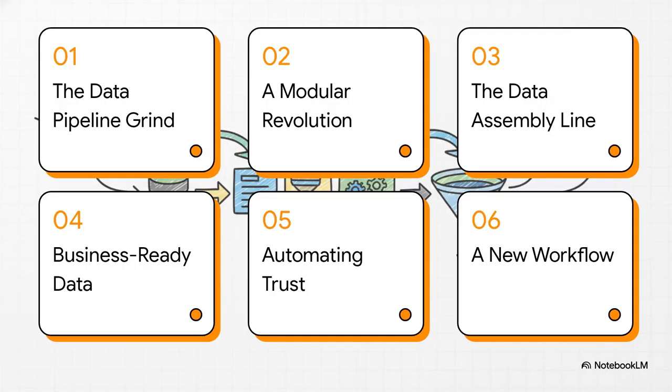So here's our game plan. First, we're going to dive right into the problem, what I'm calling the data pipeline grind. Then we'll talk about a modular revolution, a whole new way to think about our code. From there, we'll actually build a data assembly line step by step. We'll cover how to build business-ready data, how to automate trust with tests, and finally, we'll zoom out and see how this all creates a totally new and better workflow for the whole team.